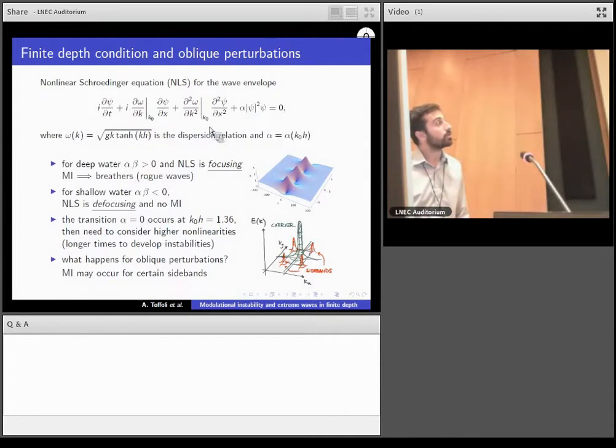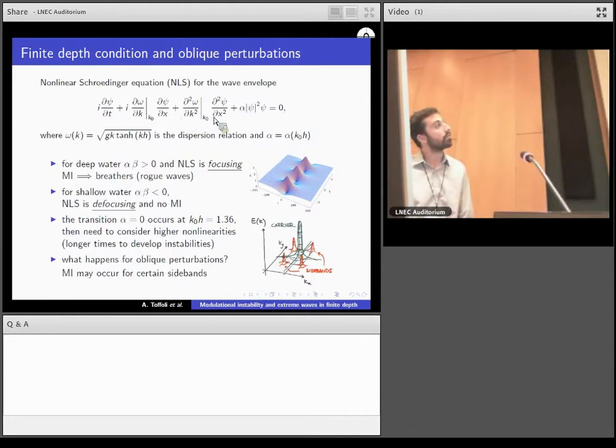So what turns out from the theory is that by changing the depth and keeping, for example, the wave number of the carrier wave constant, those two terms in the equation may change sign. When the product of those two terms is positive, then NLS is said to be focusing, and modulation instability, this type of instability, may occur, and so one may have the formation of what are called rogue waves.